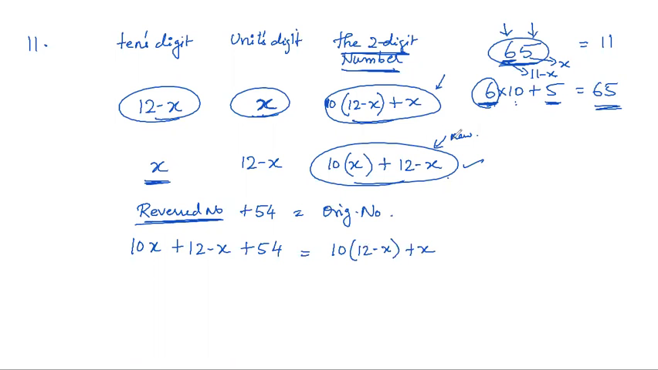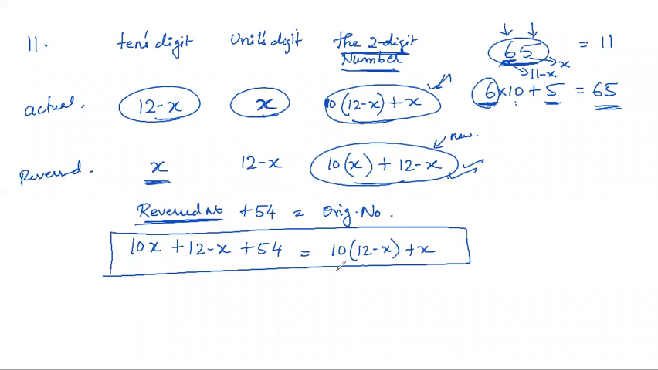So the reverse number is what? This one. Which is the actual number? This one. This is actual. This is reversed. Getting it? So this is your equation. When you solve this equation, you will get x. After finding x, you have to find 12 minus x and find the actual number. Getting it?